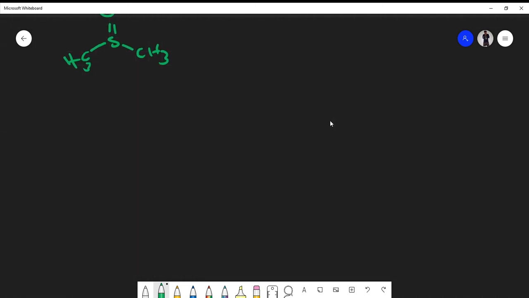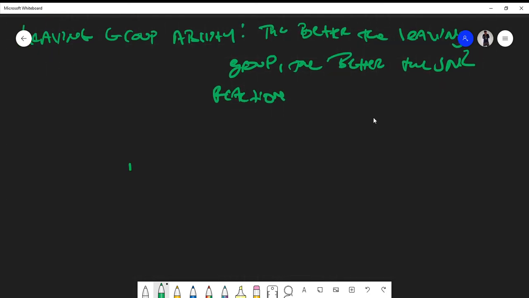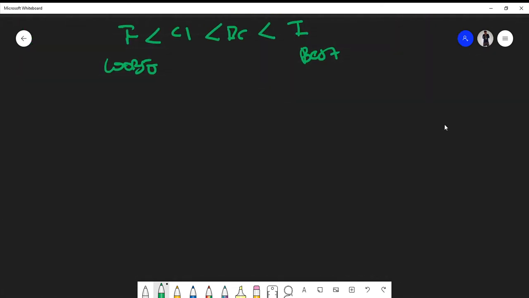All right. So we need to touch on the leaving group ability before we do a couple examples. The better the leaving group, the better the Sn2 reaction, and that should make sense. Now, remember we spoke about size. Chlorine is a better leaving group than fluorine, bromine is better than chlorine, and iodine is better than bromine. So on this scale, iodine is the best, fluorine is the worst. In fact, we don't even use fluorine in organic chemistry as a leaving group because it's so small.